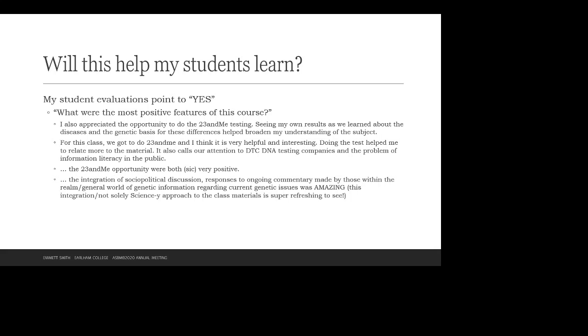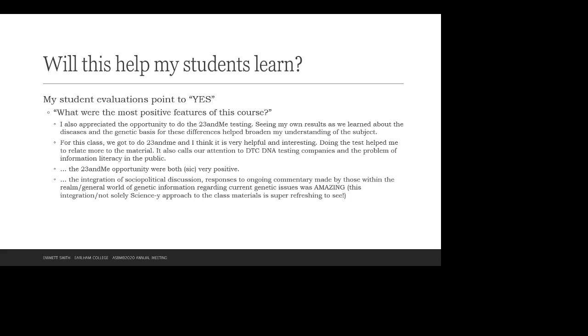The first student indicated that seeing their own results helped them broaden their understanding of the subject. The second student indicated that they were able to relate more to the material because of the 23andMe testing. They also were interested in learning about these different companies. We did an activity, which I'll describe later, on the problem of information literacy in the public, which I think is really great that they were able to pick up on, and understand that there's a disconnect a lot of times between people who purchase these kinds of tests and the scientific literacy needed to understand or correctly interpret what they're seeing.